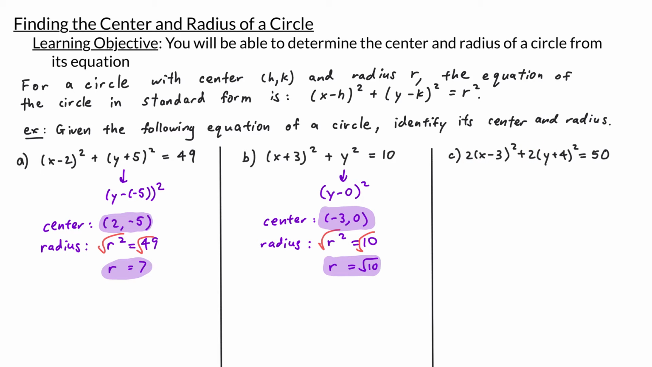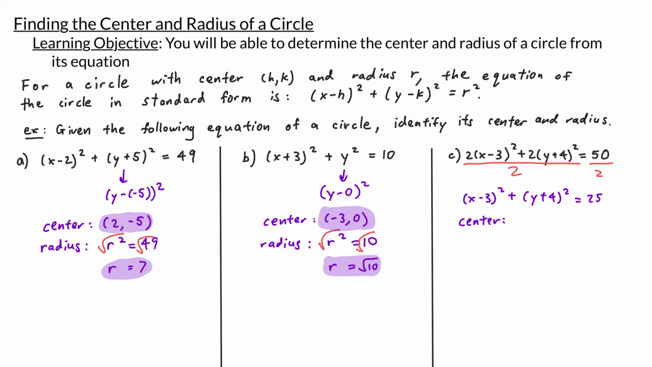So in order to put our equation in standard form, all we have to do is divide both sides of this equation by 2. So dividing the left-hand side by 2, we're left with (x - 3) squared plus (y + 4) squared. And then on the right-hand side, 50 divided by 2 gives us 25. Now that it's in standard form, we can easily identify the center.